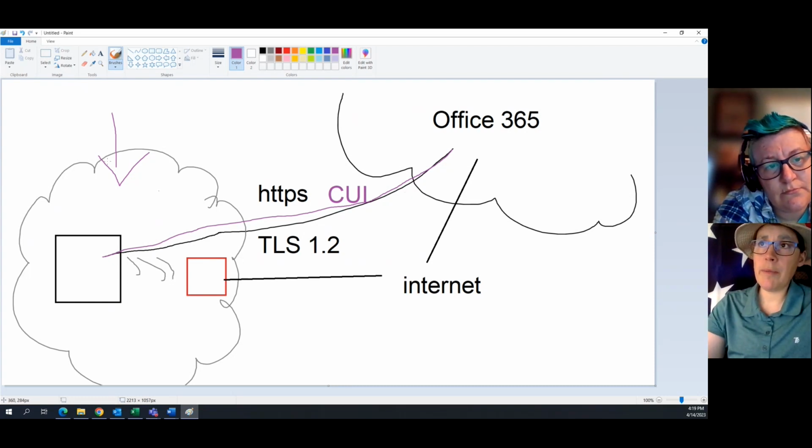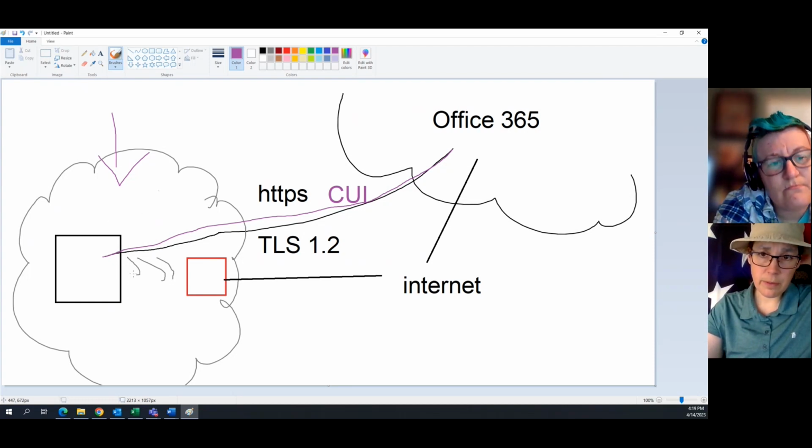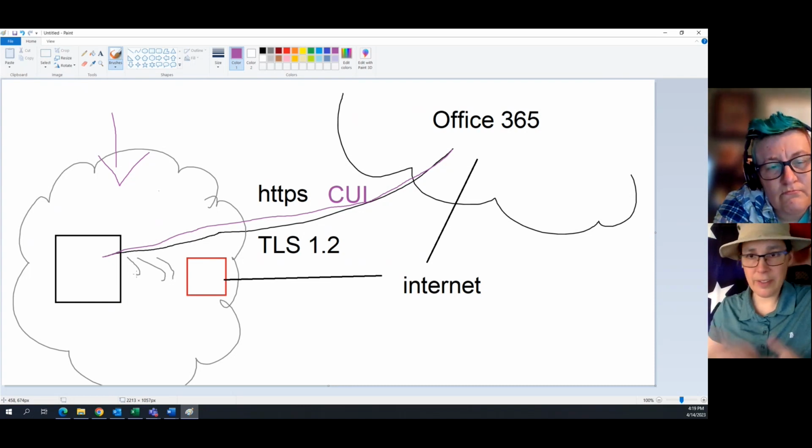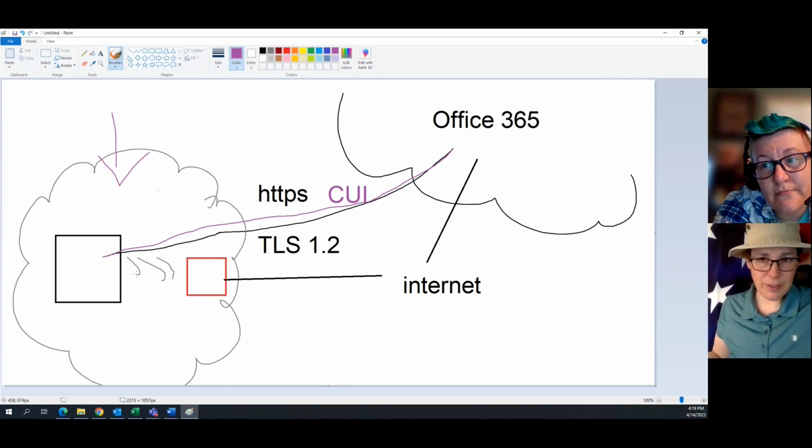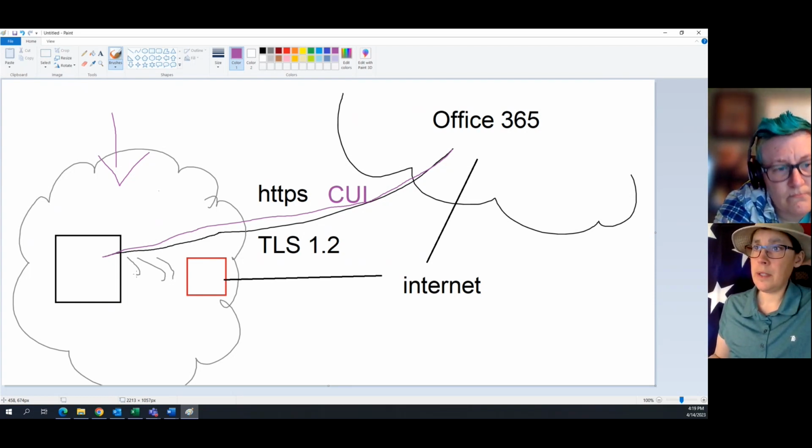So while there is a requirement that the wireless is encrypted, it doesn't need to be FIPS unless you're passing CUI across the wireless in an unencrypted form. Or you're passing it across the wireless in a form that's not FIPS module encrypted, to be a little bit more precise.